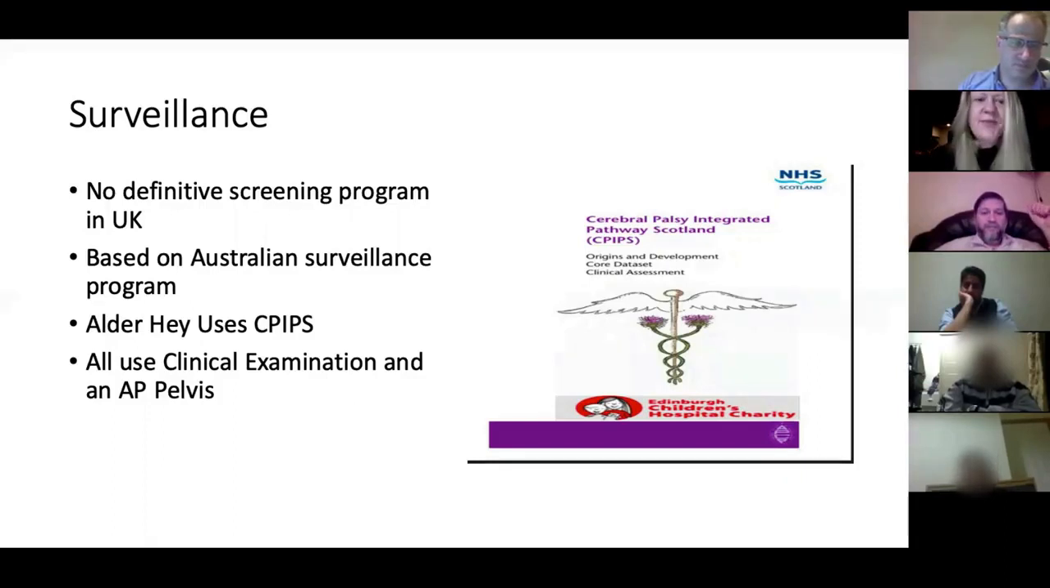when needed. And the common thing with all these surveillance programs is that you do a clinical examination and an AP pelvis. The clinical examination is not always reliable in these patients at detecting when the hips are dislocated or the ones that are at risk of progression, but the AP pelvis is important to look at the migration percentage, which we're going to come on to shortly.